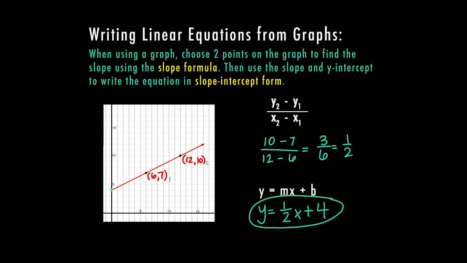Your y-intercept is pretty easy to find on a graph. Sometimes we're given a table, or we might be given just a scenario, and we have to figure out what that y would be when x is 0. So your y-intercept on a graph, find wherever that point crosses the y-axis, and that's your y-intercept. And then for your slope, we just did our slope formula.